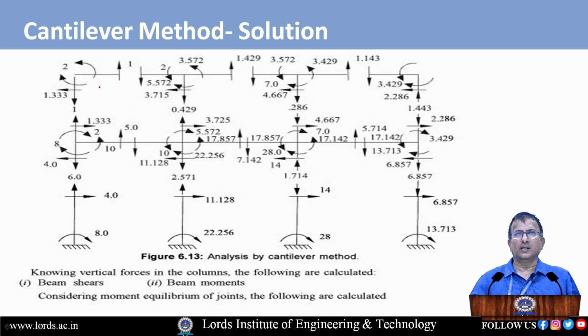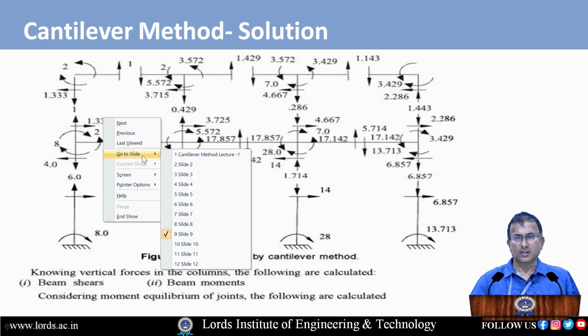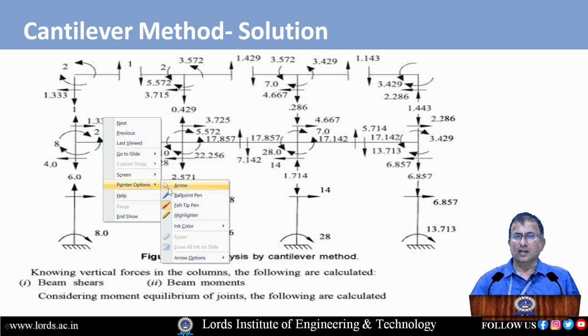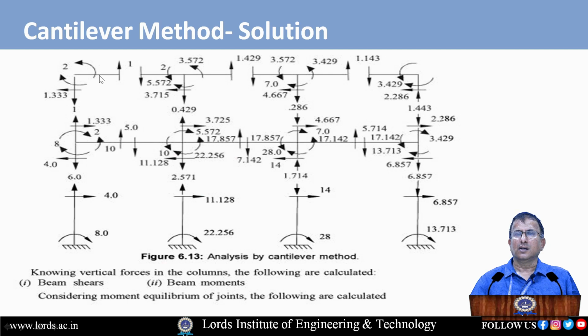1.429 into perpendicular distance. Here the span of BC in the figure is 5 meters, so the force will act exactly at the center, 2.50 meters from the point B. So 1.429 into 2.50 is the moment at the joint B.